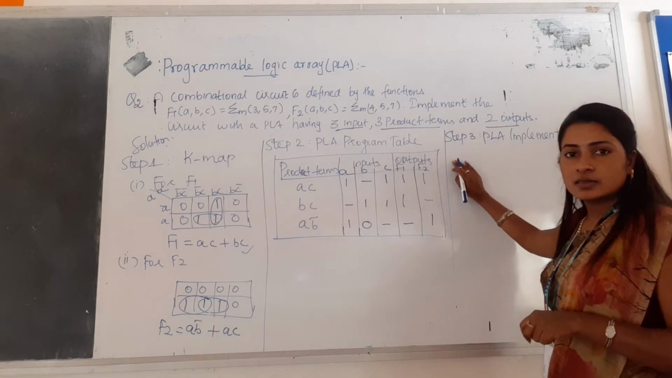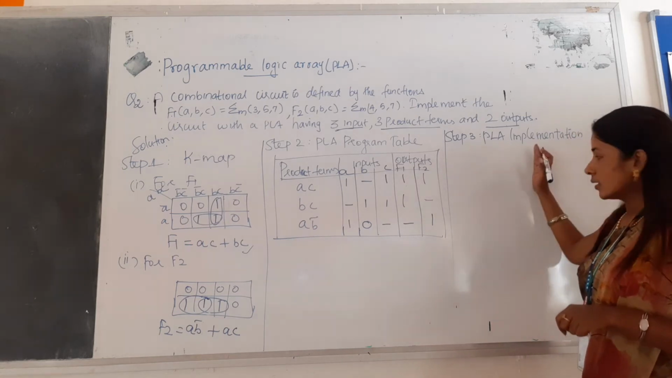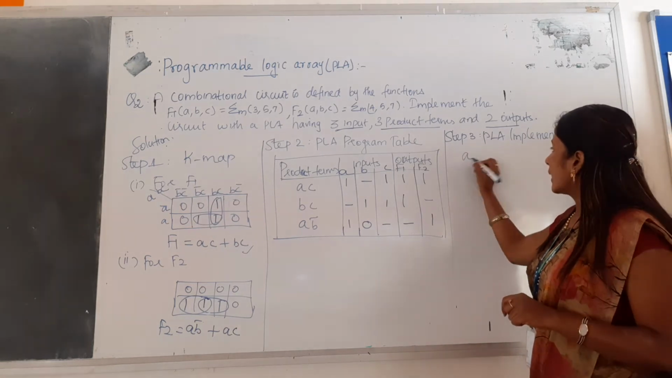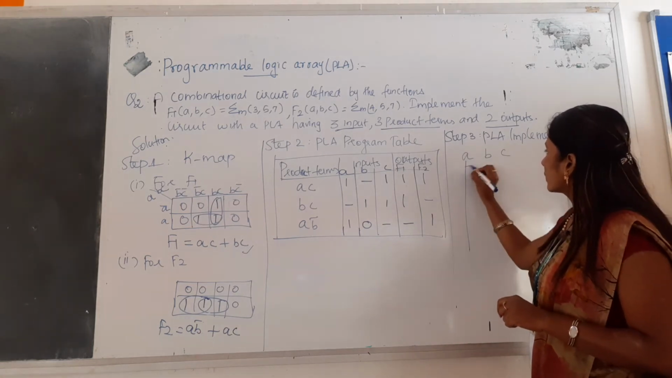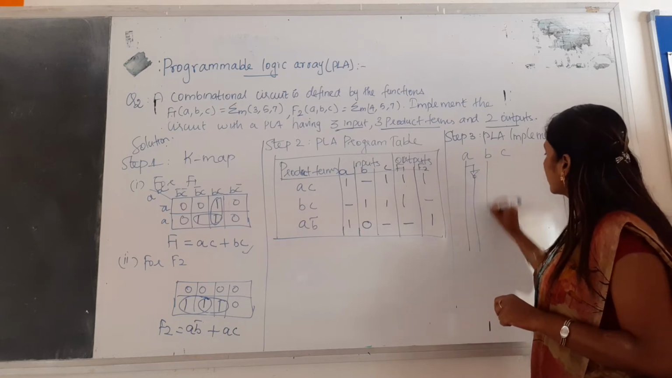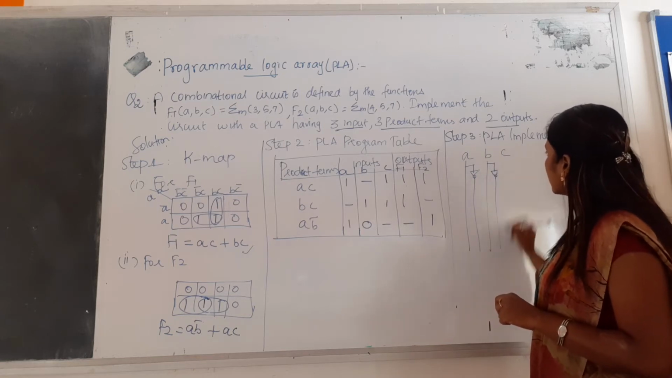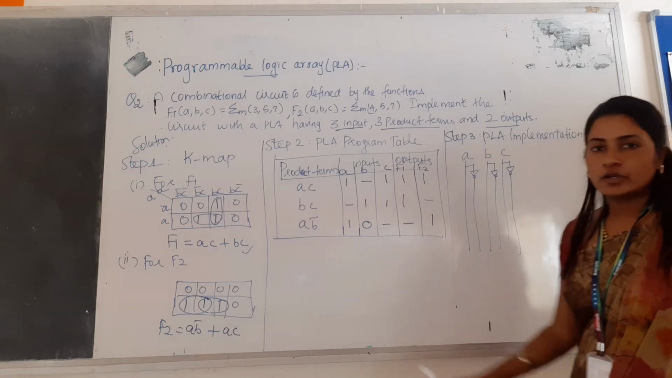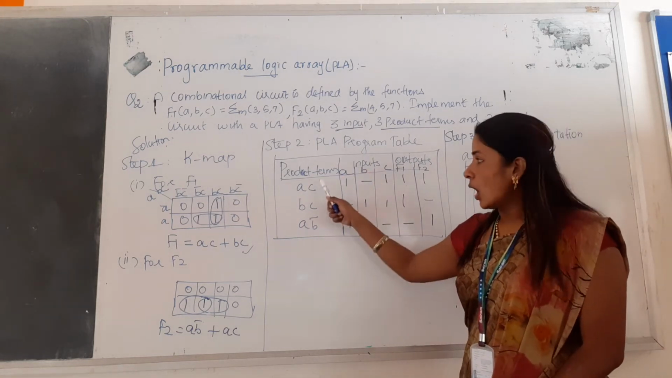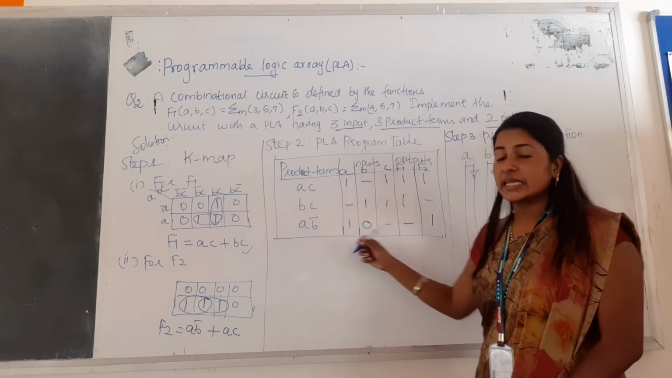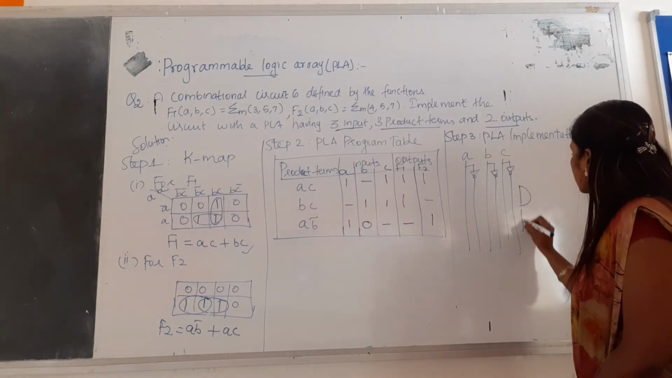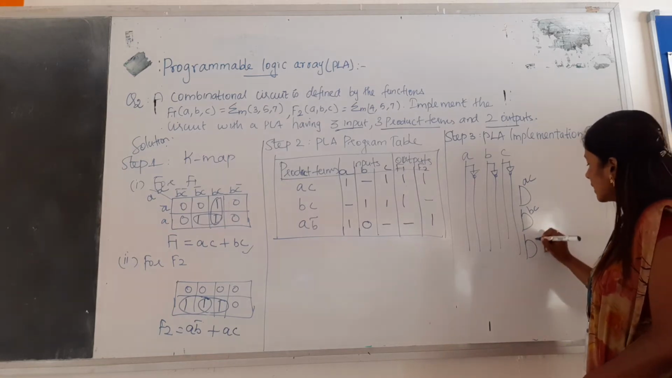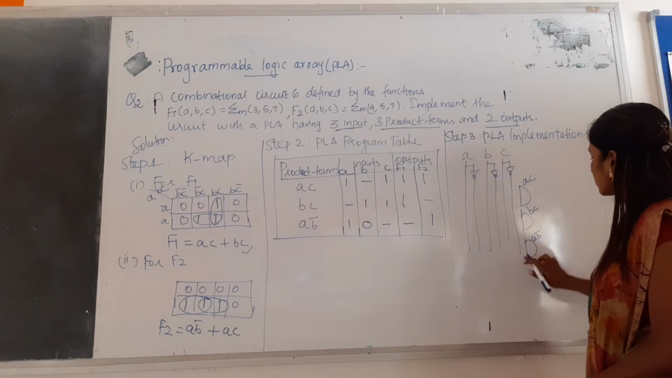PLA implementation. First I have to take inputs, AND gates, and OR gates. So A, B, C, A bar, B bar, C bar. How many AND gates do I have to take? From the table you can easily find. I have to take 3 AND gates, one each for AC, BC, and A B bar.